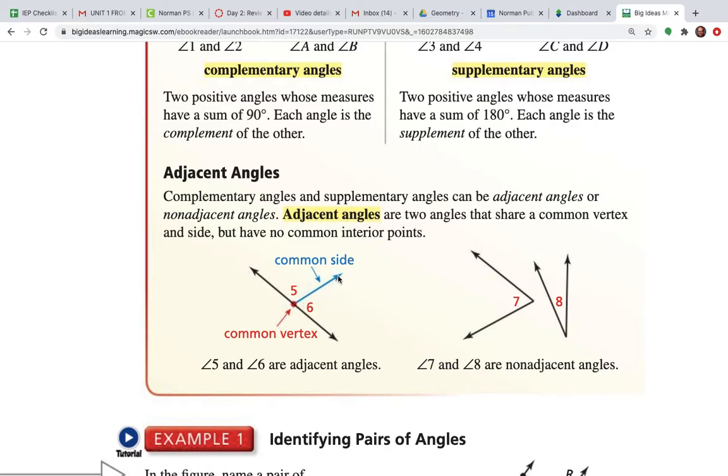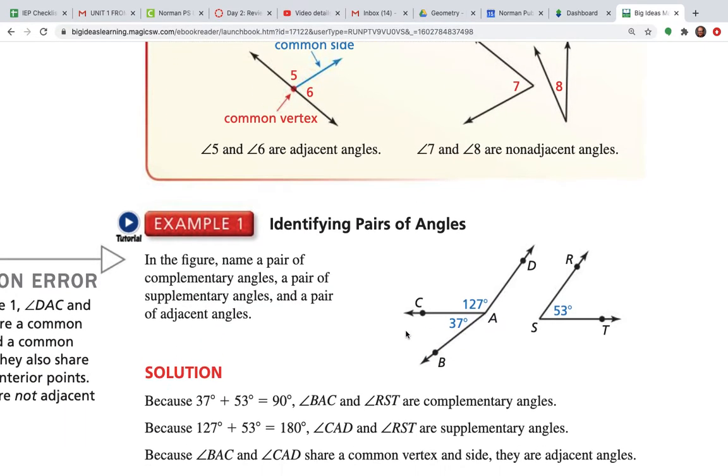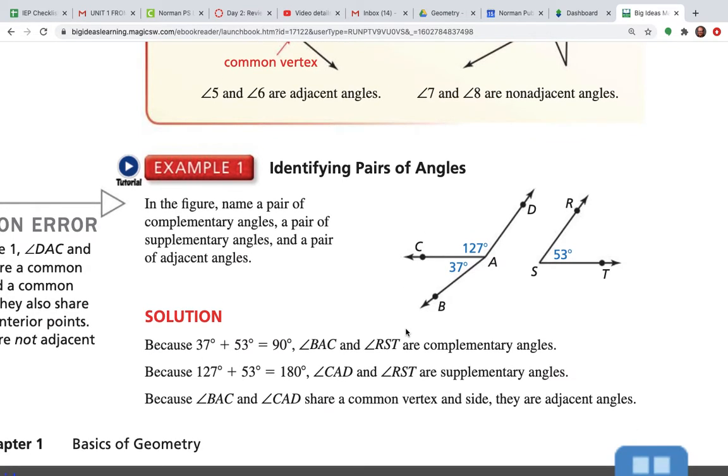Or if you have somebody living below you and you decide to river dance and stomp dance on your floor, that is a common side because your floor is their ceiling. So you are adjacent neighbors. Adjacent just means right next to each other. They have that common vertex. They have that common wall, that common side. 7 and 8 are not adjacent. They are non-adjacent angles because they're not touching, right? They have space in between them. So this would be like one apartment building, and this would be another one, a really small apartment building, right? An acute apartment building.